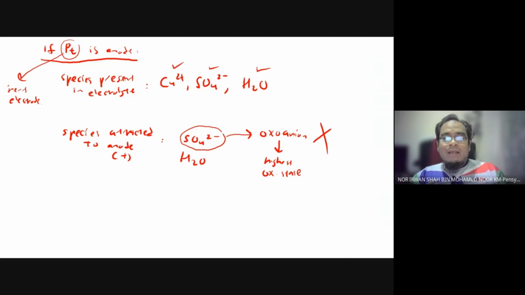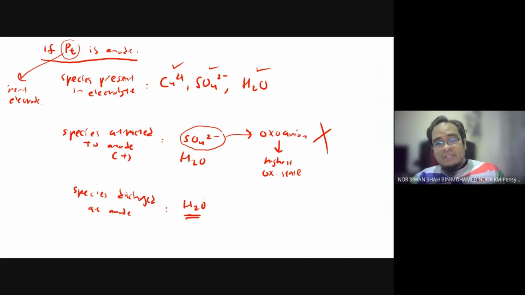Jadi yang akan dipilih apa? Jadi dekat sini kita tuliskan pula. Species yang akan selected to be discharged at anode adalah apa? In this case jawapannya adalah air guys. Water. So water yang akan dipilih untuk berlakunya oxidation. Why? Sebab sulfate kan dia adalah oxo anion. So oxo anion tak akan dipilih untuk berlaku oxidation. So in this case water being chosen. Ataupun kita katakan water is the chosen one, yang menjadi pilihan hati anode.